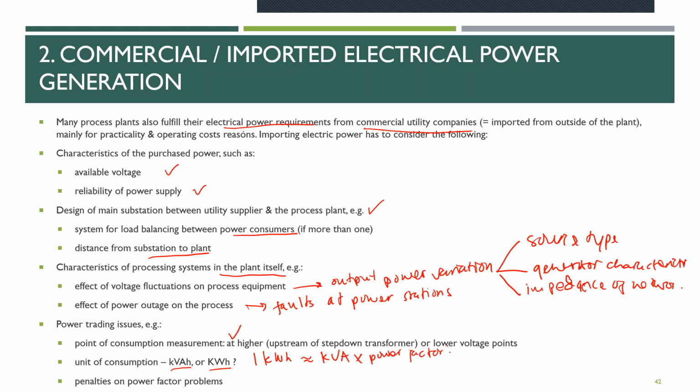Okay, so in this case, the power factor is very important in order to get to know the units in kWh. So for the third point, on power trading issues, we also need to consider the penalties on power factor problems. So if the power factor is too low, what is the consequence? Can anyone guess or answer?